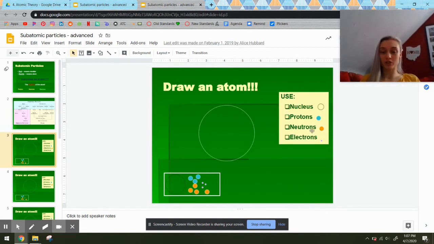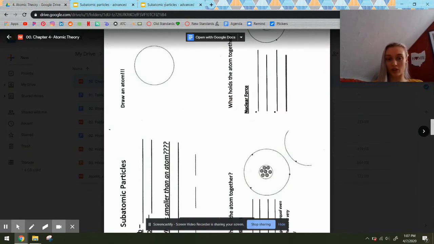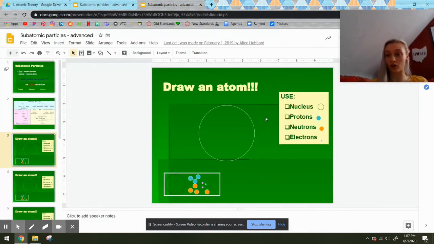So the first thing we're going to do is we're going to draw an atom. Okay, so we're going to go ahead, and I know you have to do this in your packet too. See, this is where you have to draw the atom. Just draw everything that I go through on here.